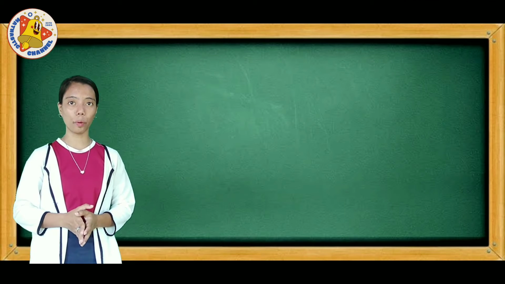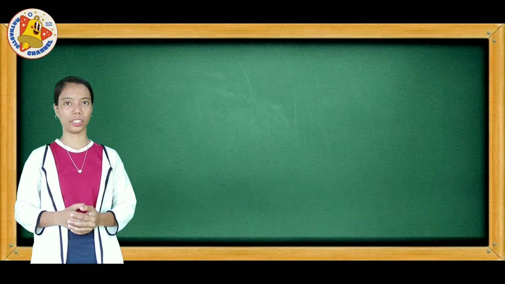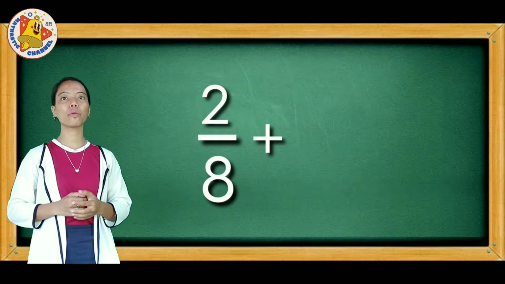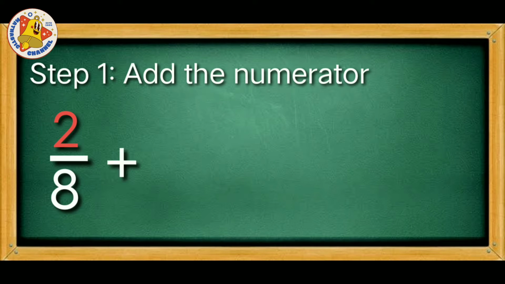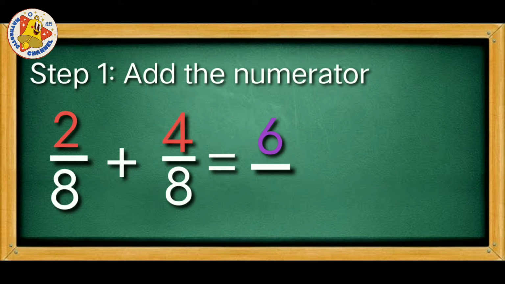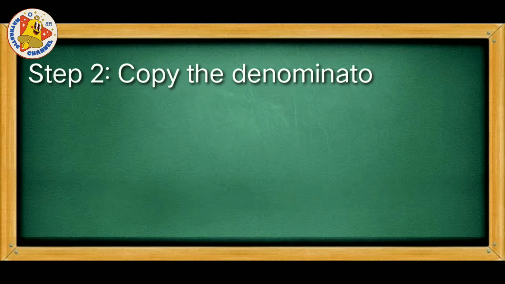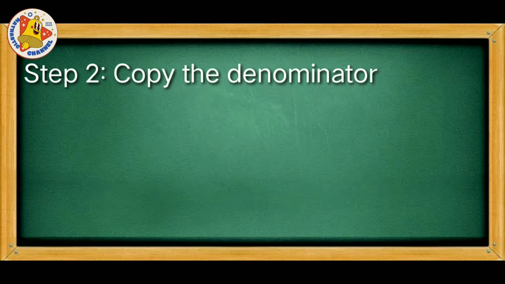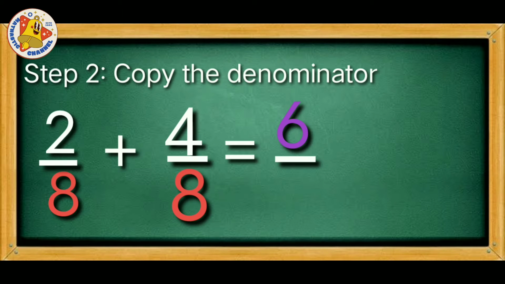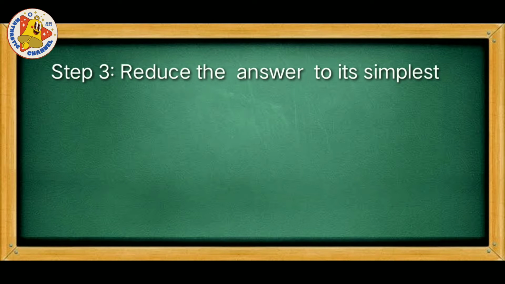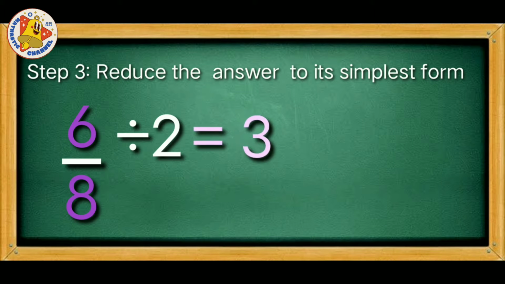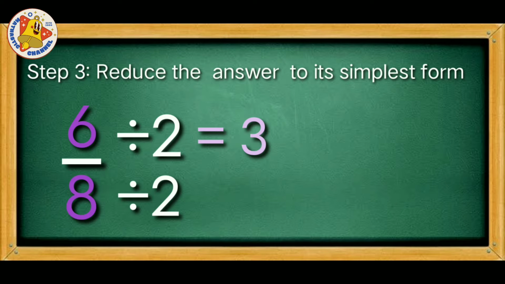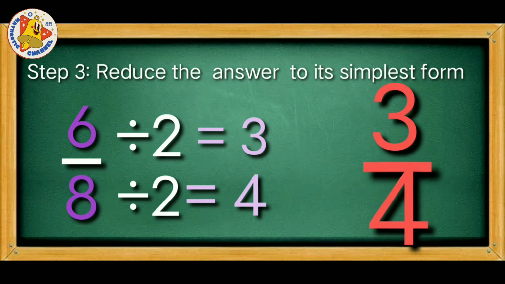Here's another example of adding similar fractions. 2/8 plus 4/8. Step 1 is to add the numerators. 2 plus 4 is equal to 6. Since they have a common denominator, we just have to copy their denominator. The denominator is 8. Step 3 is to reduce the answer to its simplest form. 6 divided by 2 is equal to 3. 8 divided by 2 is equal to 4. Our final answer is 3/4.